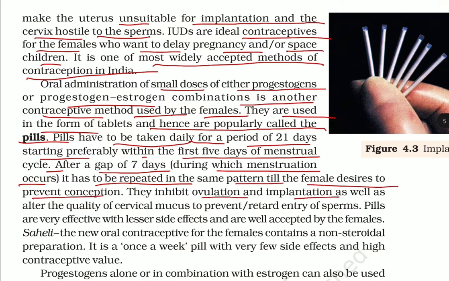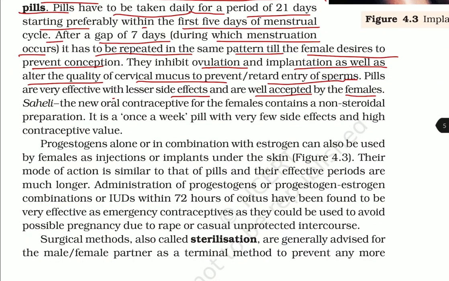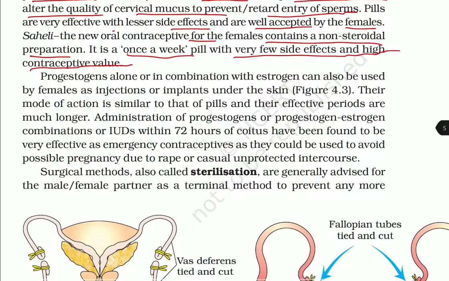They inhibit ovulation and implantation as well as alter the quality of cervical mucus to retard the entry of sperms. Pills are very effective with lesser side effects and are well accepted by females. Saheli, the new oral contraceptive for females, contains a non-steroidal preparation. It is a once-a-week pill with very few side effects and hence of high contraceptive value.